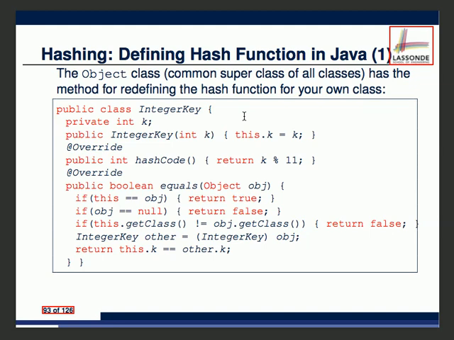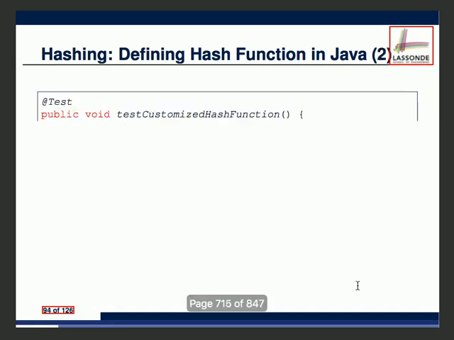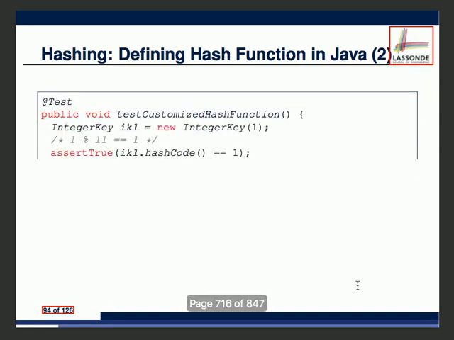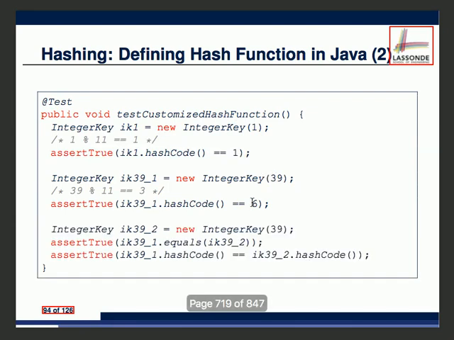Now, one question for you to think about, we'll answer this on Tuesday. Can we simply define the equals method as the hash code equals the other's hash code? Think about it. Don't answer me now. Now this is how you can test the hash code. For example, I got 1, which has hash code 1, and I got 39, which has hash code 6. You can make sure the hash code is really the same by looking through the test.